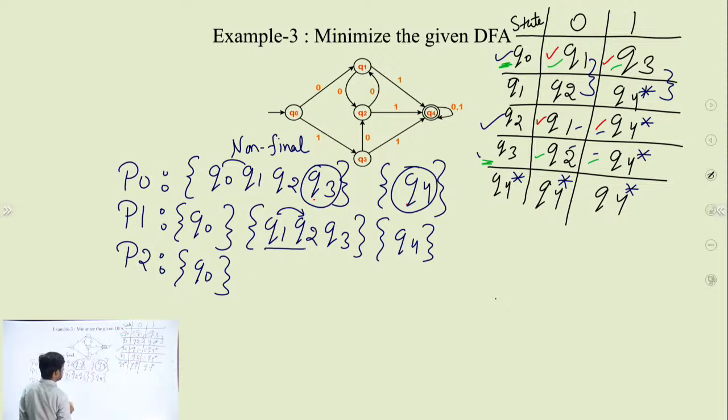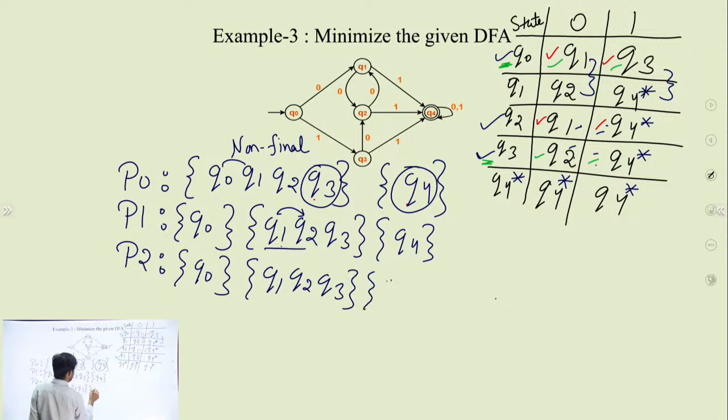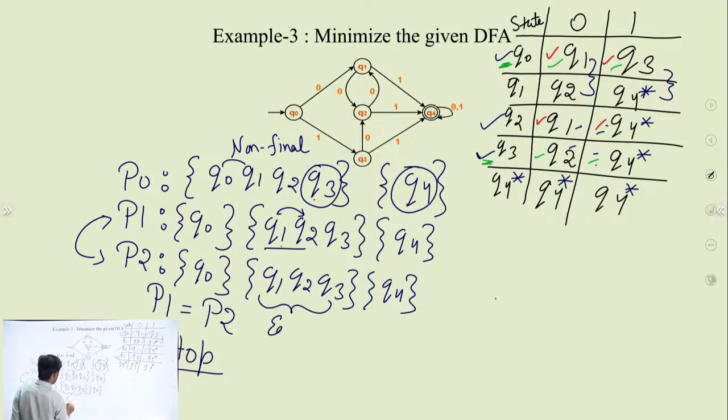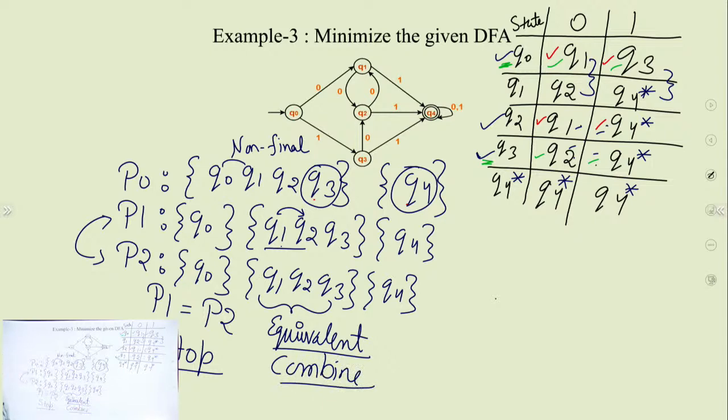So these must come together. Q2, Q3, Q1, Q2, they belong to the same set, Q4, Q4 same set. So Q1, Q2, Q3 belong to the same set, and Q4. Now see, P1 is equal to P2, so we must stop here, and these three states are equivalent. So we must combine all these states, Q1, Q2 and Q3. We combine these three states.